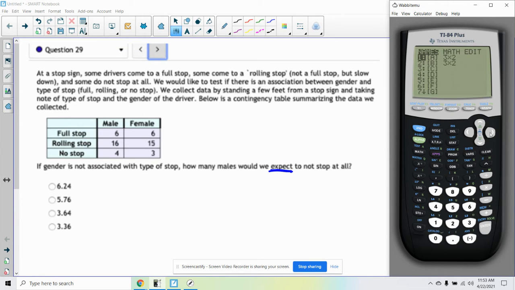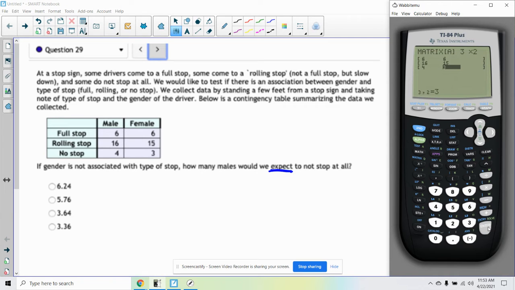Second matrix, I'm going to edit. Hold on, let me clear this out first. Memories, 7, 1, 2. There we go. Matrix, over to edit. I have 3 rows and 2 columns. I'm going to put my observed values into there. Observed: 6, 6, 16, 15, 4, and 3.